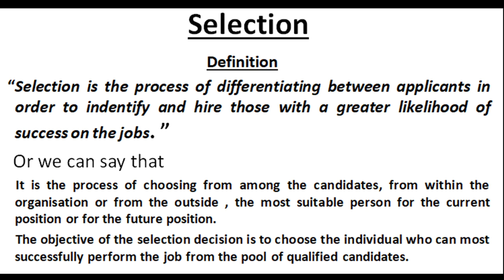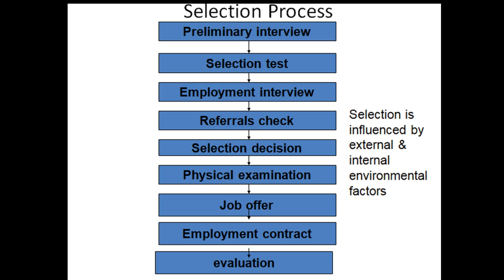Now we come to the selection process. When the recruitment process is completed, then the selection process starts. It is the final selection, or you can say the process of choosing the suitable candidate for the suitable job. So selection is the process of differentiating between applicants in order to identify and hire those with a greater likelihood of success on the job, or we can say those who match the particular job. It is the process of choosing among candidates from within the organization or from outside the most suitable person for the current position or for a future position. So the objective of the selection process is to choose the most suitable candidate for the most suitable job.